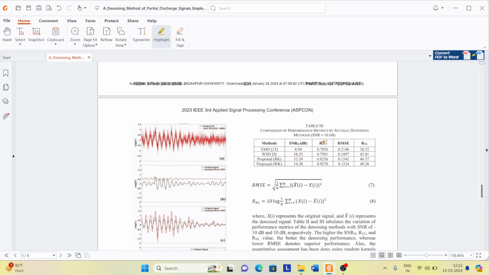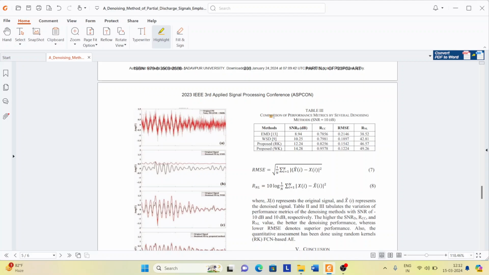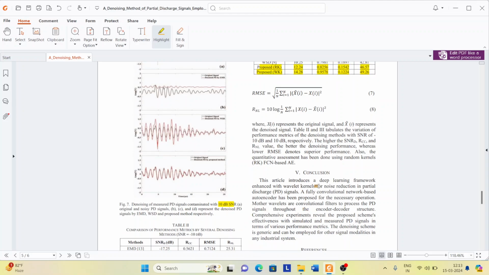We have done this for the minus 10 dB SNR. This is the plus 10 dB of SNR that we have compared on the performance matrix, and we have checked here that our method has denoised properly compared to the other methods. So these all are the things that we have written here.